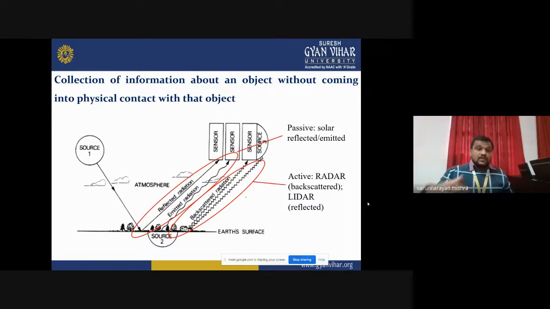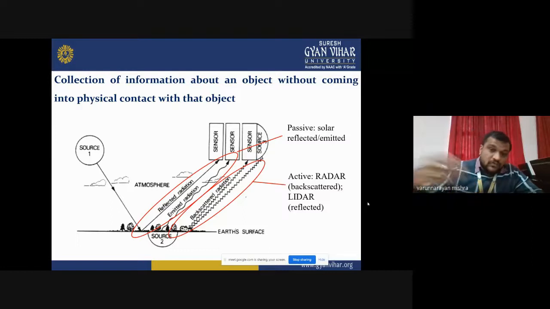Whatever the process involved in remote sensing, it is based on three different types of energy source: whether it is reflected from the target on the earth surface, emitted from the target on the earth surface, or backscattered radiation. That is the case of active remote sensing. So there are two types of remote sensing process. One is passive remote sensing, in which we generally measure the reflected solar radiation, and in some cases we measure the emitted radiation from the earth surface.